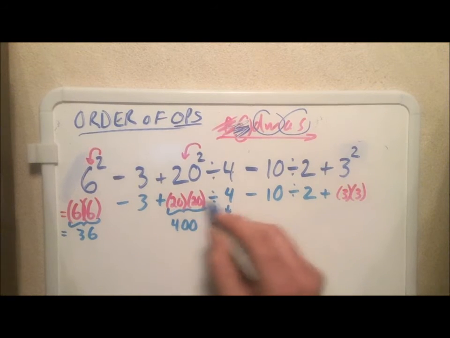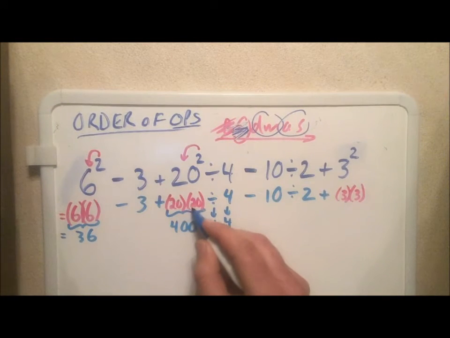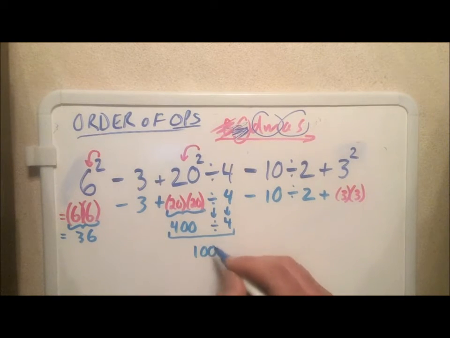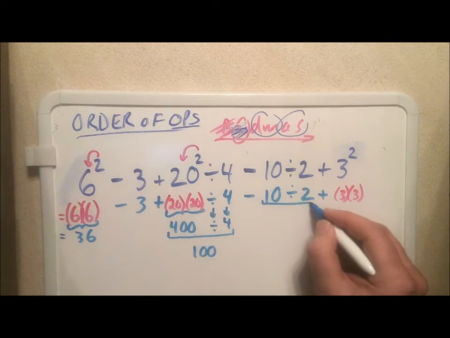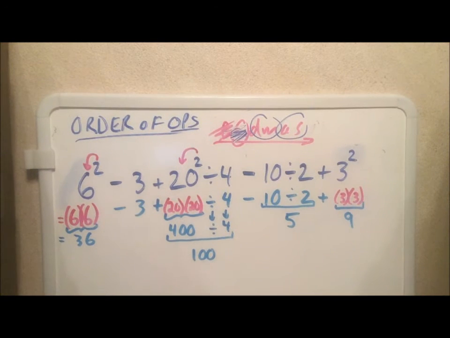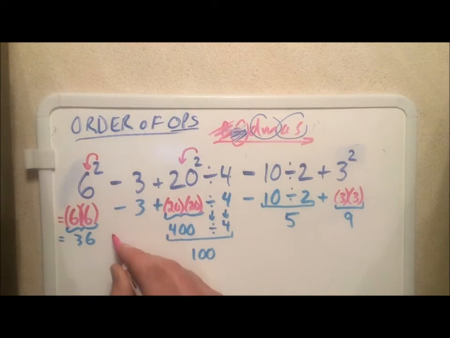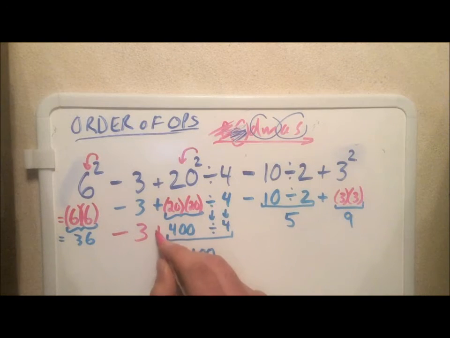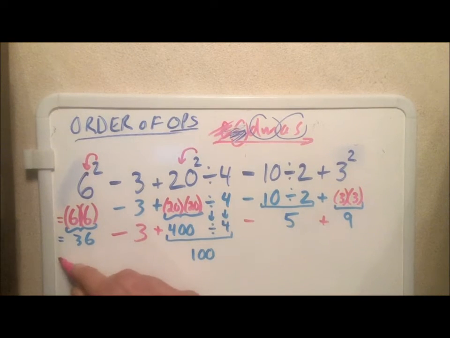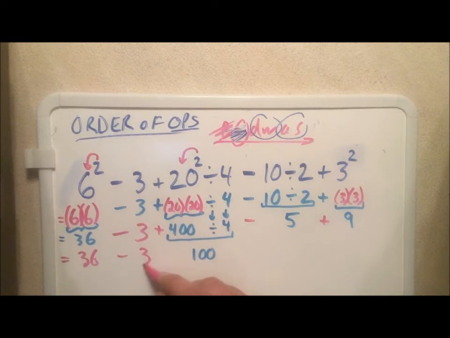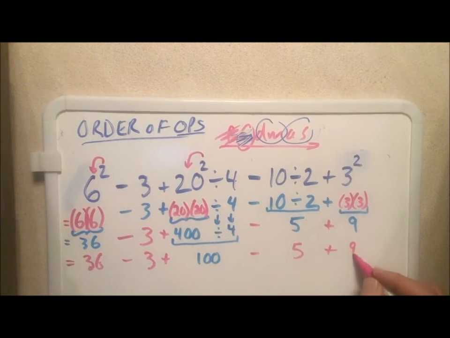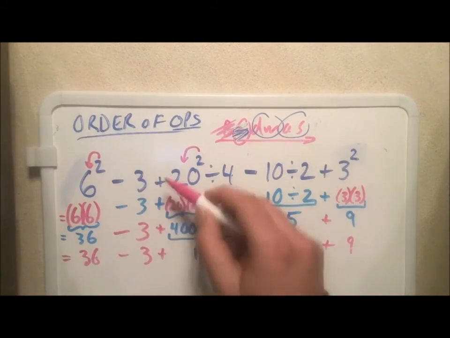If you ever have multiplication and division together, you just go left to right. So I did those, got 400, and now I'm going to do 400 divided by 4 for the next line, which is 100. Okay, that's the next line though. Back to here. 10 divided by 2 is 5, and then 3 times 3 is 9. So again, bringing down everything we didn't touch. The minus sign is there, the 3 is there, and the plus is there. The minus sign is there, and the plus is there. So the next line: 36 minus 3 plus 100 minus 5 plus 9. Nice and clean. We know exactly where our signs came from.